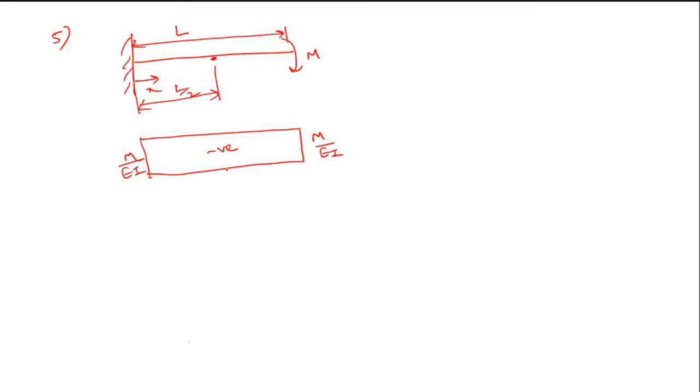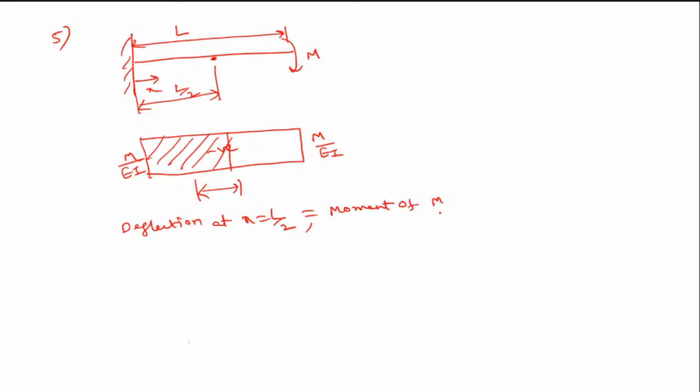We want the deflection at the center. So we have to take the moment of the M by EI diagram about the midpoint. The deflection at x equal to L by 2 is nothing but the moment of the M by EI diagram about x equal to L by 2, that is at the midpoint.